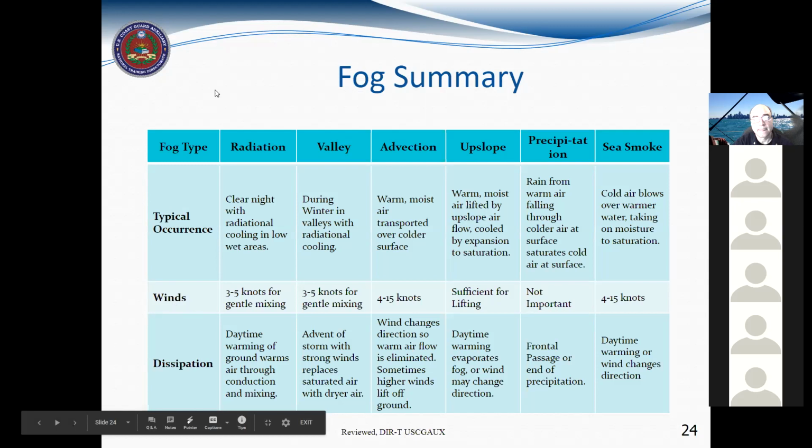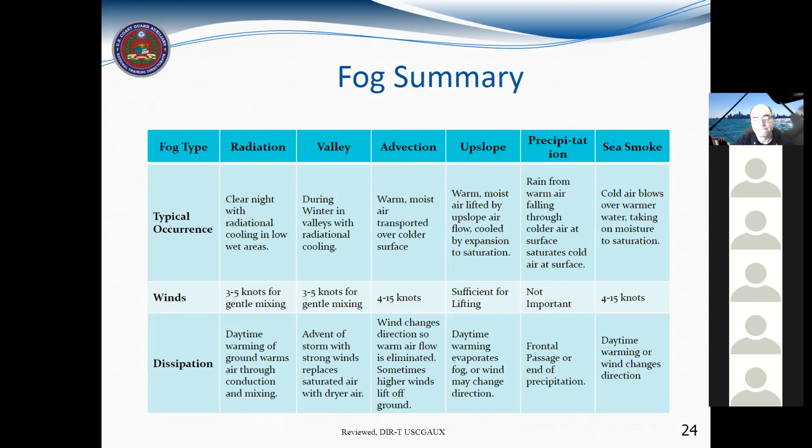Okay, then usually during winter and in valleys with radiational cooling, the wind is between 3 to 5 knots, gentle and mixing. The dissipation is a blend of storm with strong winds that replace saturated air with dry air. Excellent. Good. And Mark Frankel, tell us about advection fog.